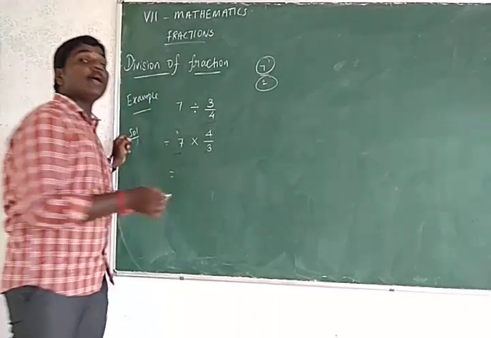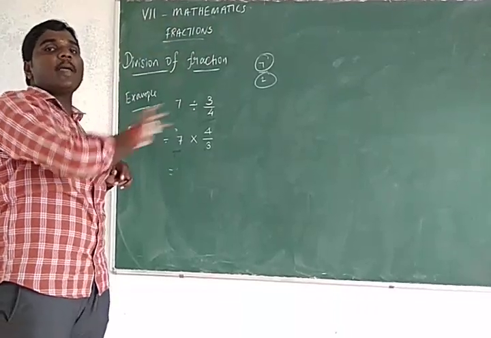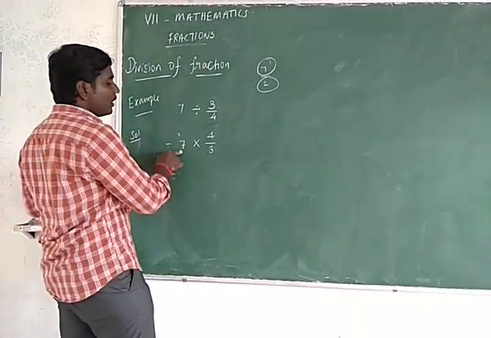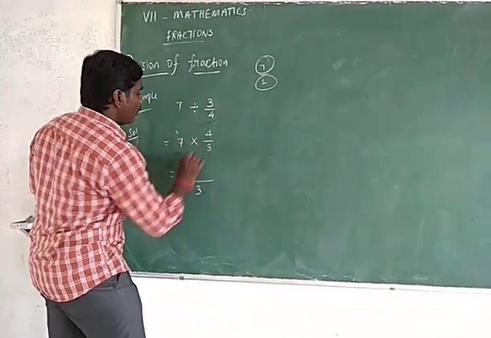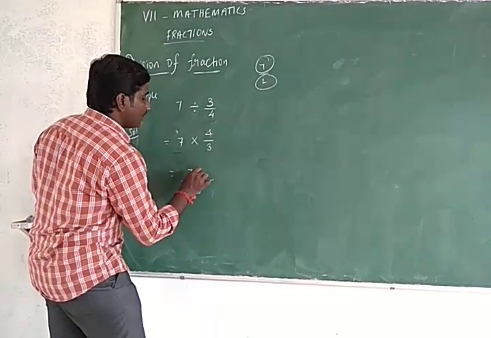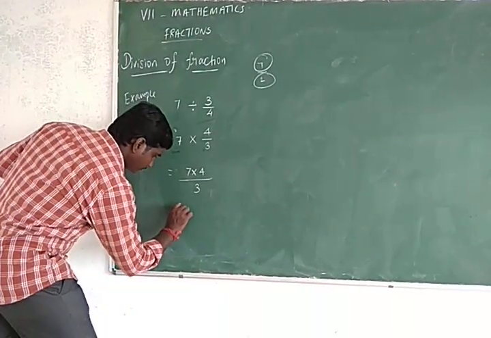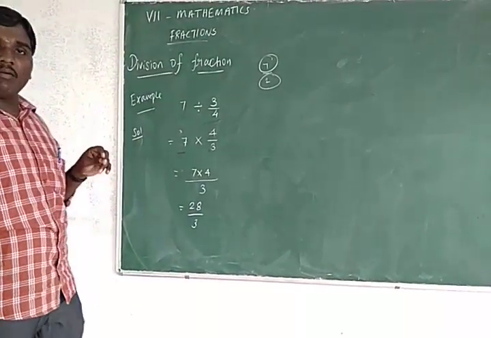Now you already know the multiplication rule. What is that? Product of numerators divided by product of denominators. The dividend is a whole number, so keep the same denominator 3. The whole number multiplies with the numerator of the fraction: 7 into 4, 7 fours are 28, divided by 3. That's all. 28 by 3.